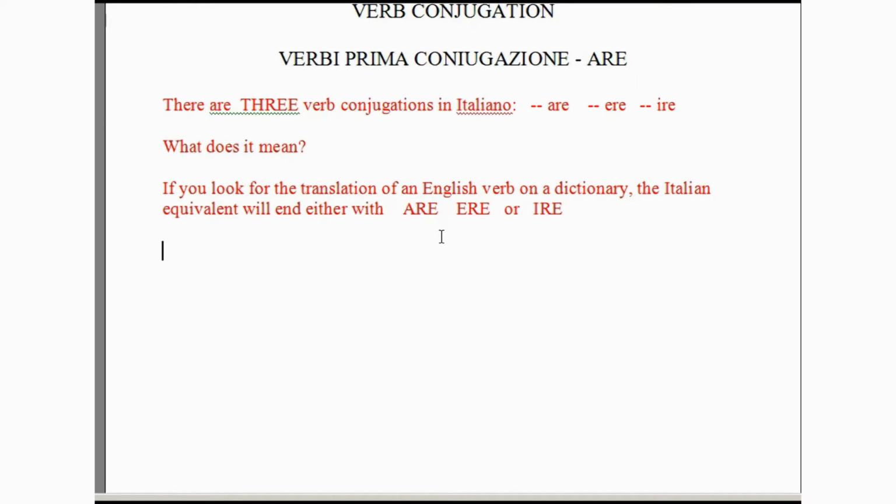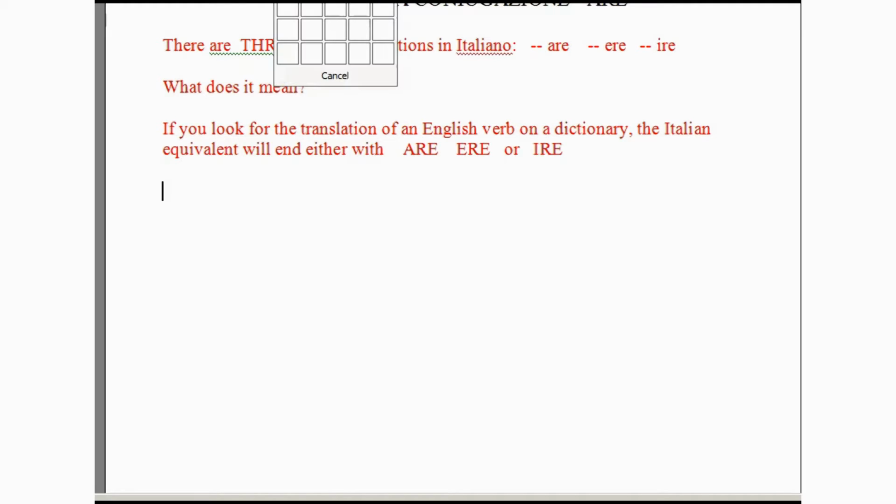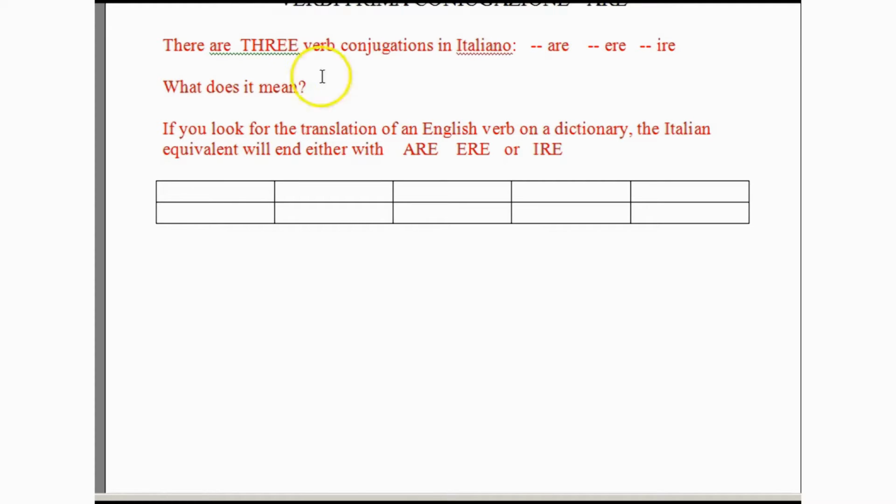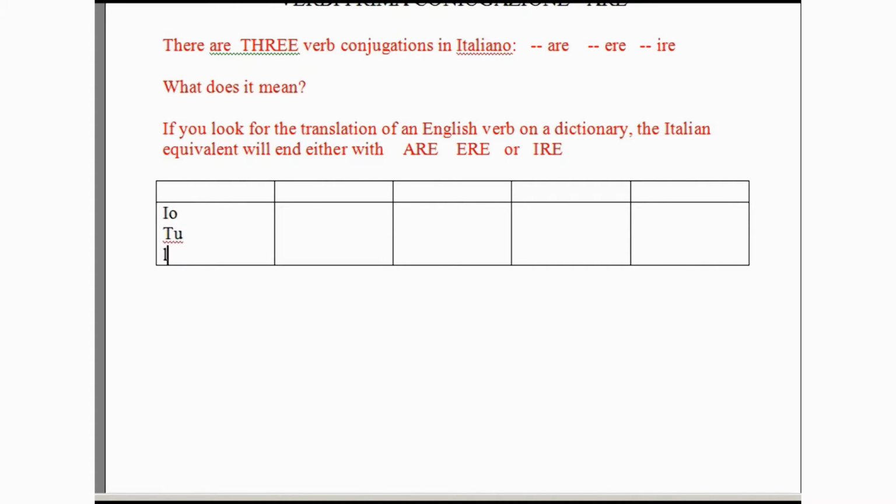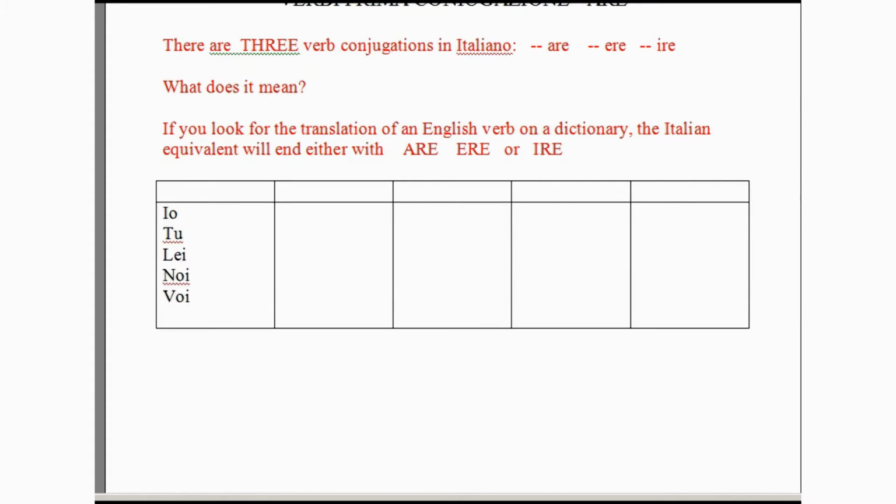Now we are working with the are verbs. Here I'm circling all 3 of them to repeat that these are the endings of the verb. Usual table, 5 columns, 2 rows. Io, tu, lei, noi, voi, loro. I'm using only lei because lui, you know, it's identical. What are the verbs that we are choosing here? Amare, to love. And you know how to conjugate it.